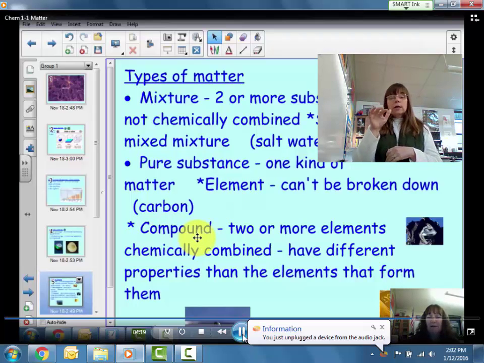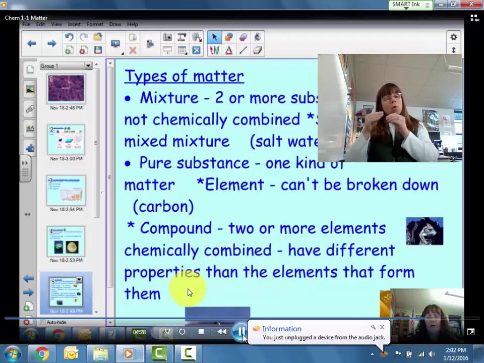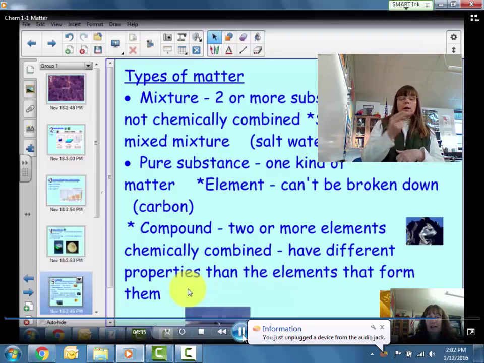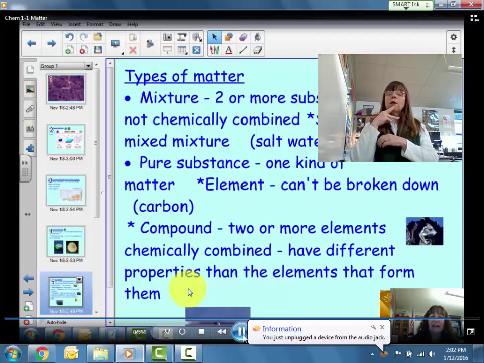Then we have something called a compound, and these are 2 or more elements that are chemically combined. They have different properties than the elements that form them. If you think about it, water is H2O. The H stands for hydrogen. Hydrogen is a gas that floats around in the air, and oxygen is a gas that floats around in the air. But when you combine them, it forms this liquid water that acts much differently than the hydrogen did by itself or than the oxygen did by itself. So with compounds, you end up with a new substance.